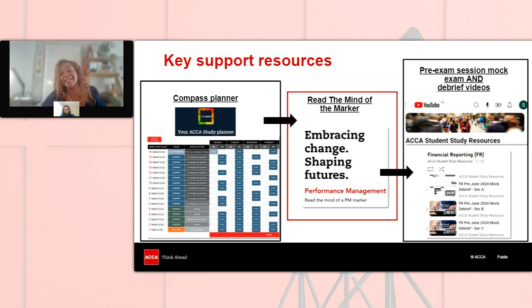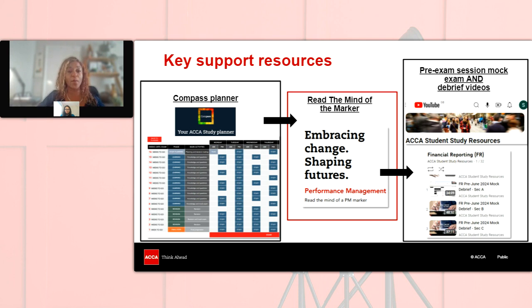I'm again going to emphasize the importance of mock exams, because what we have every exam session, 3 weeks before the exam, is that we produce a mock exam. Now, the mock exam can be accessed through the ACCA platform. As Afaf said, this simulates the real exam environment.